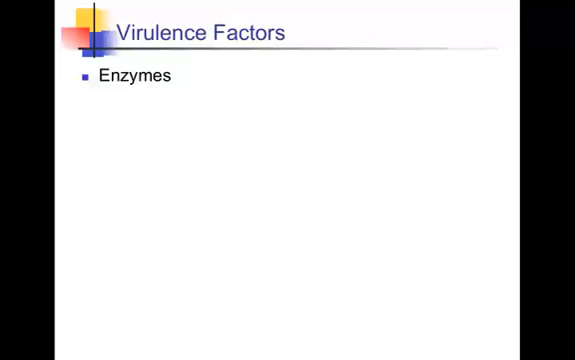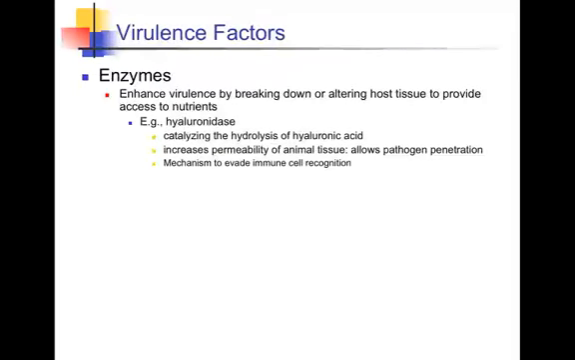So let's look at enzymes, proteins that can act as virulence factors that have a catalytic activity. For example, hyaluronidase: these are proteins that alter or break down host tissue and provide access to nutrients. This particular enzyme breaks down hyaluronic acid, increases permeability of animal tissues, and allows more ready penetration and access to resources in those tissues.